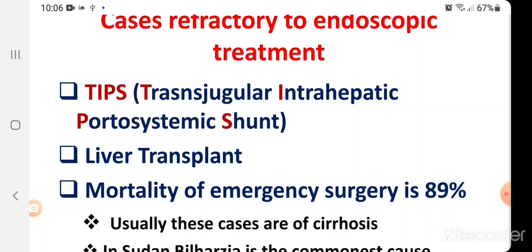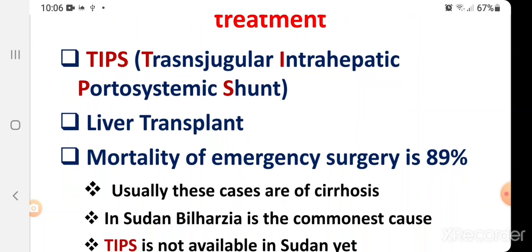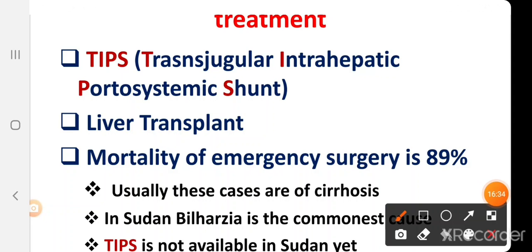Actually, you don't have this treatment in Sudan. Usually this TIPS is done to make the patient wait for transplantation of the liver. He is waiting, there is a waiting list, and we make this TIPS so that the patient will wait till we find a liver for him and make the transplantation.